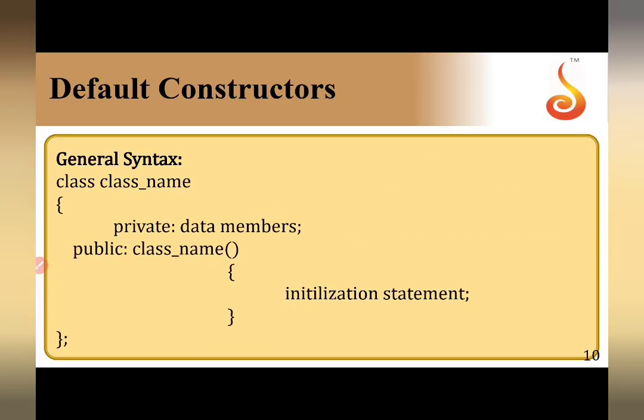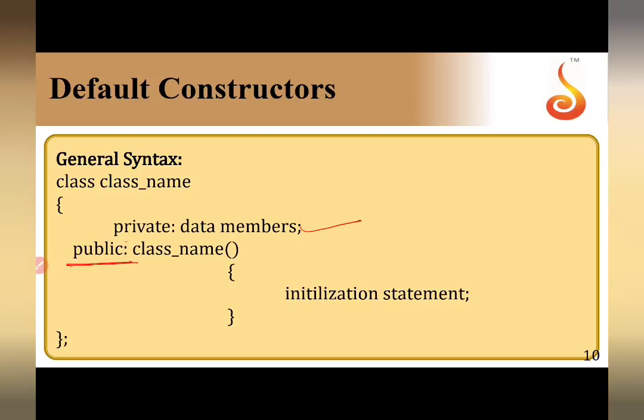Next is the general syntax of a default constructor. Class name, yes, a constructor is written in a class. Private, you have data members. Constructor should always be written in the public section of the class. So you need to specify explicitly public. If you don't specify anything, by default it will be private.